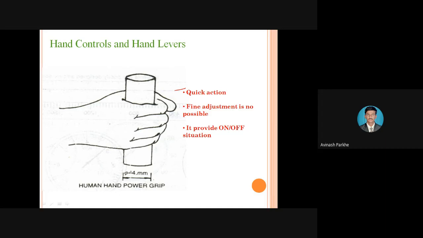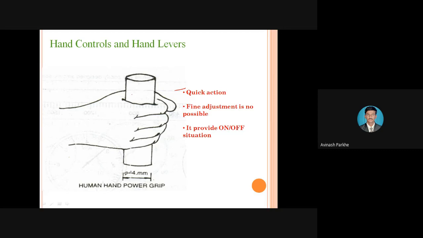And third, it provides an on-off situation. If I have to start the machine, that hand lever can be shifted to the front side, means your machine is to be started. If I have to stop that particular machine, again I will take that hand lever to its original position, means your machine will get stopped. So quick action will take place. This hand lever plays a very important role for the on-off situation. But if I have to go for the fine adjustment, means if I have to take a small movement only, that small movement cannot be done by using these hand controls or hand levers.